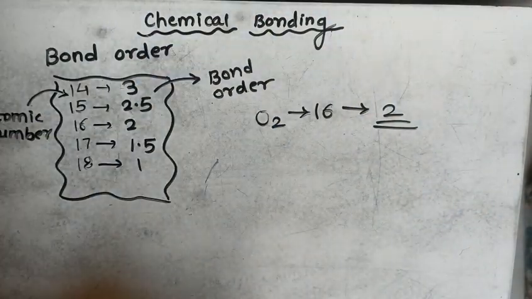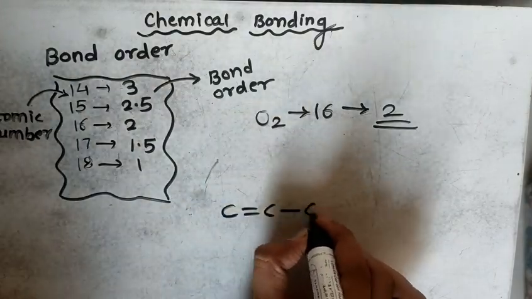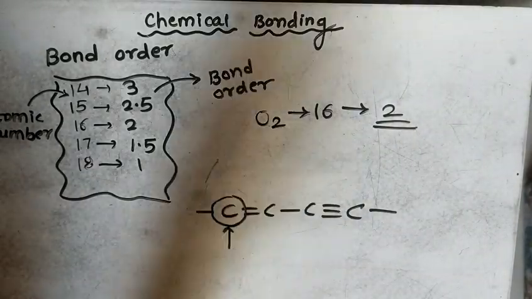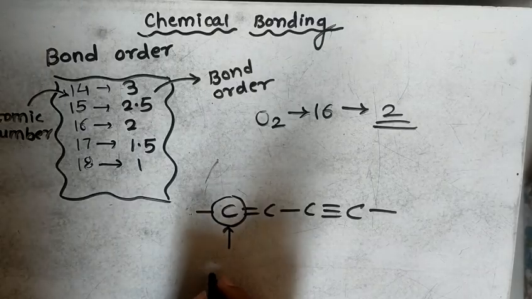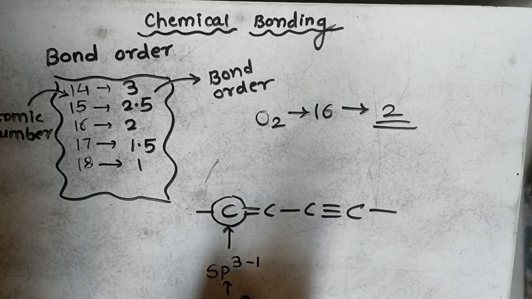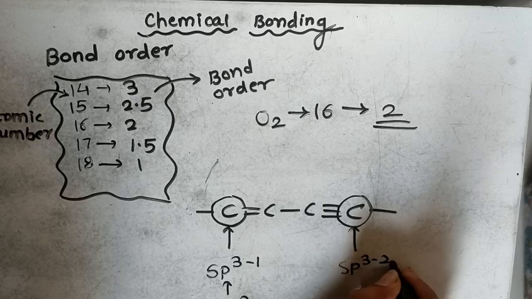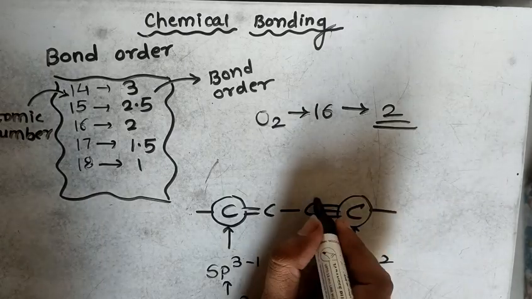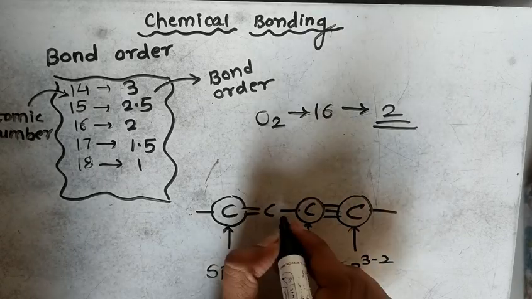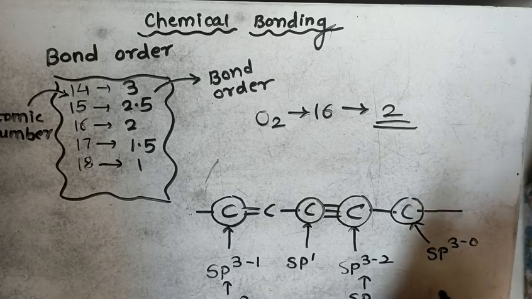One more thing, if we have to find the hybridization through the sp3 minus pi rule, it's like this. If I have this structure, firstly for this carbon, applying the sp3 minus pi rule, here sp3 minus 1 pi bond is there, so it will be sp2. When considering this carbon, here is sp3 minus 2, sp. Same for this, sp3 minus 2. And if one more carbon is there like this, this carbon will be sp3 minus 0, that is sp3.